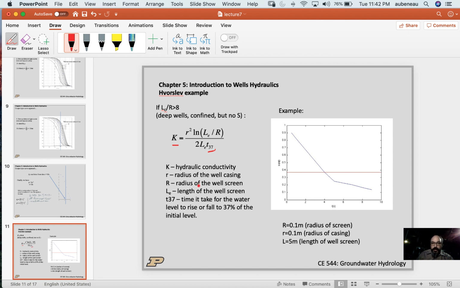Now again, you don't get storativity with the Vorslev method, right? But it's very straightforward, very efficient. So here's an example where you can plug in some numbers and find the hydraulic conductivity for this particular well.